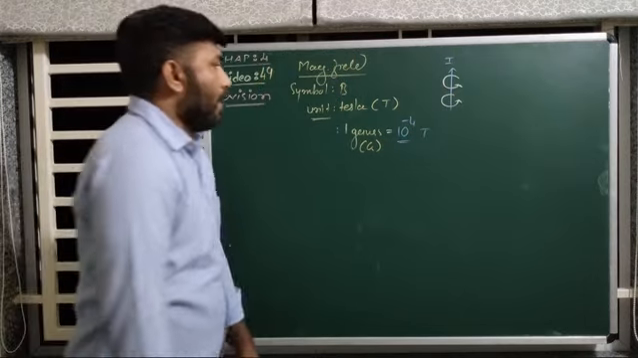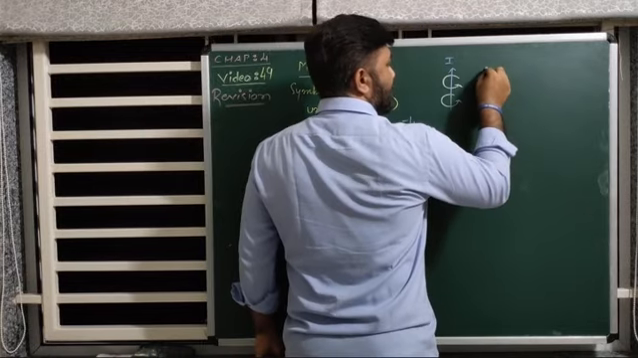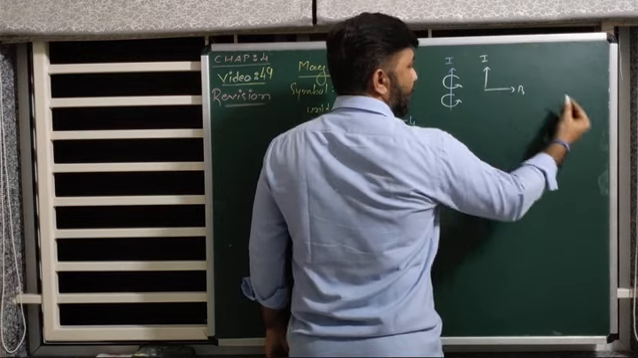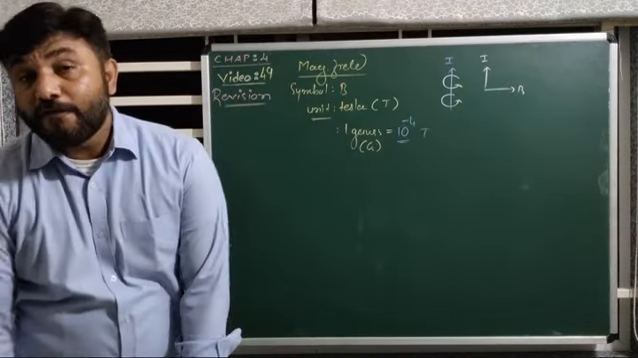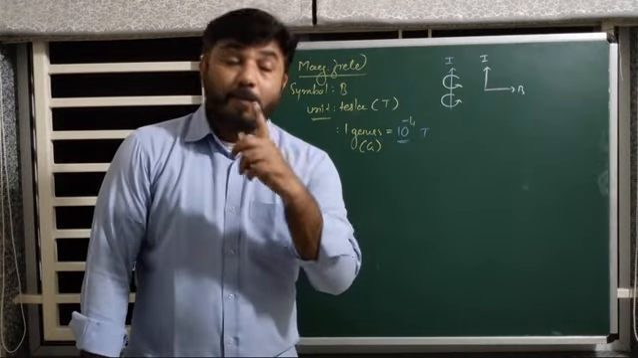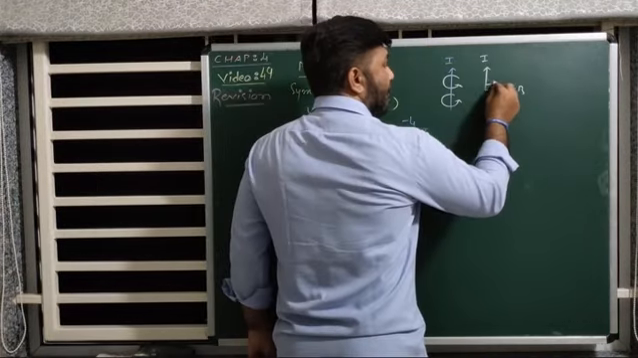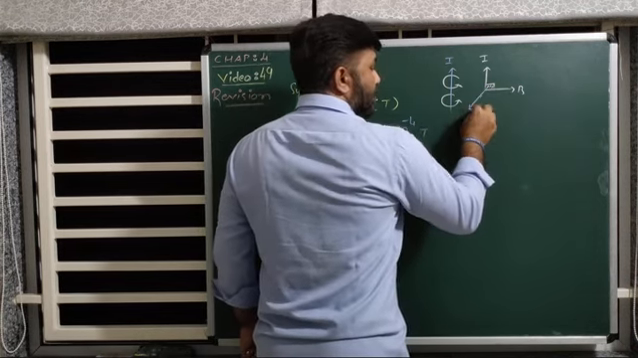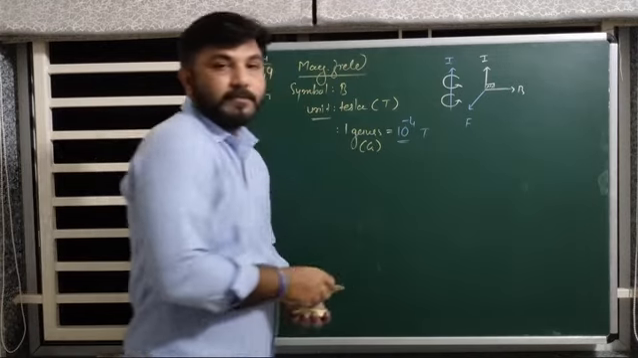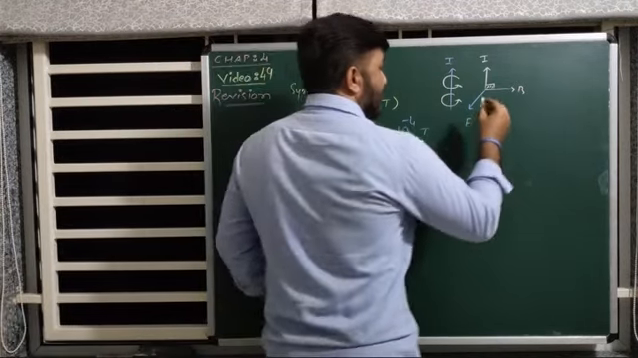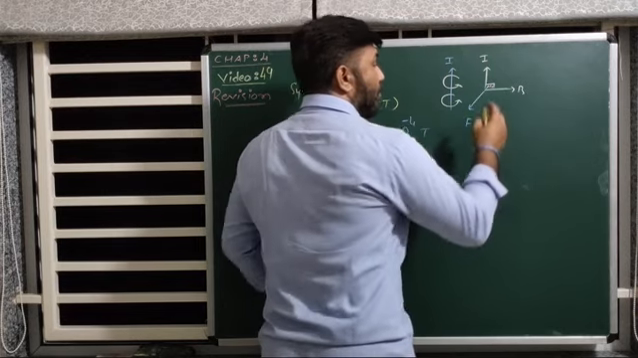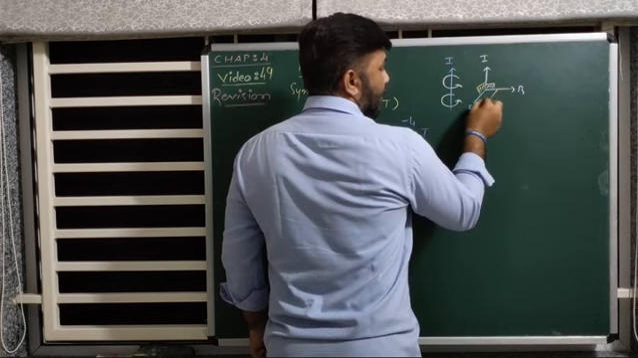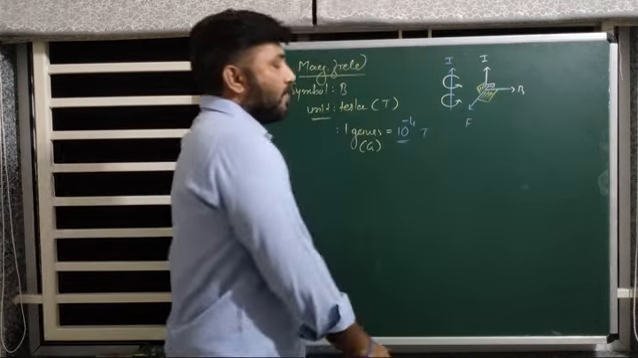Clear? And you can say that this is electric current I, this is the direction of magnetic field B. If the current is perpendicular to the direction of magnetic field, at that time maximum force acts on it. So this is the force, right? And that force is perpendicular to both. Perpendicular to both means it is perpendicular to the electric current as well as perpendicular to the magnetic field.